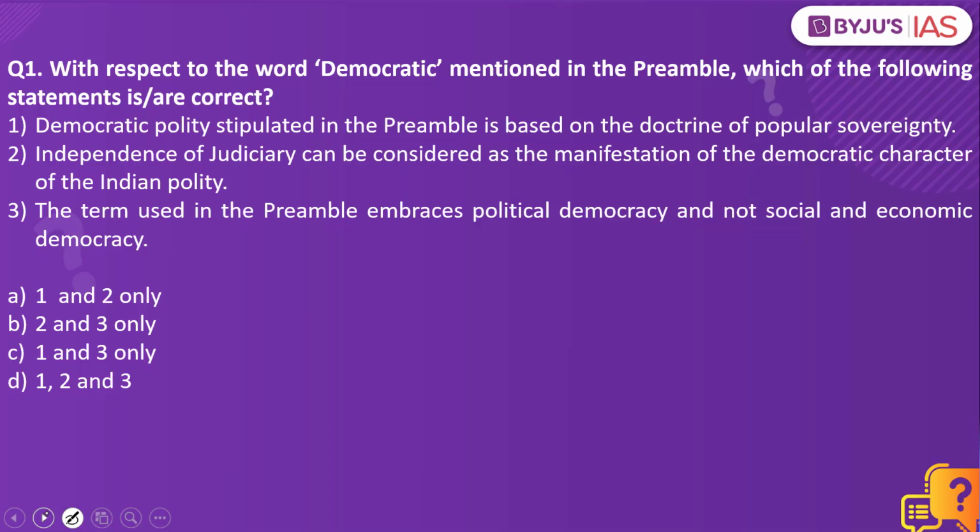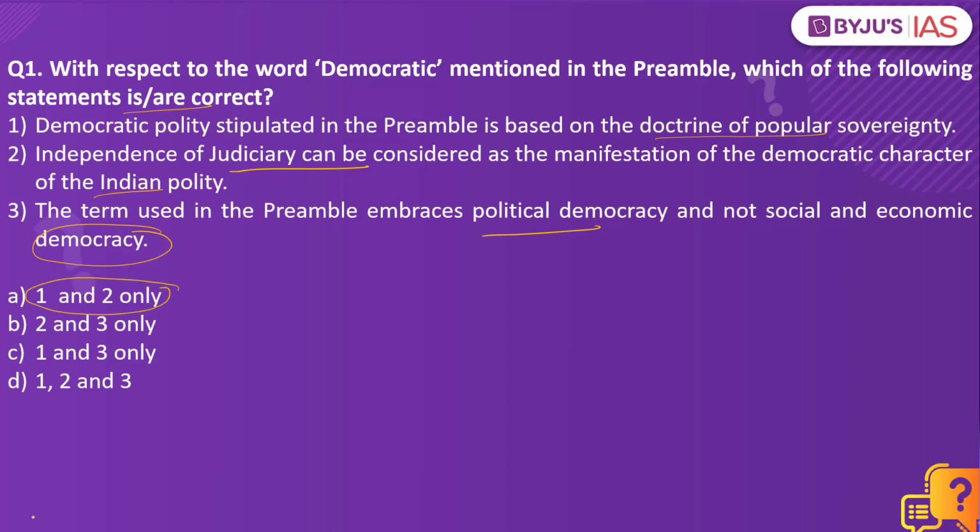With respect to the word democratic mentioned in the preamble, which of the following statements are correct? Democratic polity stipulated in the preamble is based on the doctrine of popular sovereignty. Independence of judiciary can be considered as the manifestation of the democratic character of the Indian polity. The term used in the preamble embraces political democracy and not social and economic democracy. Which of the statements are correct? The answer to this is 1 and 2 only.